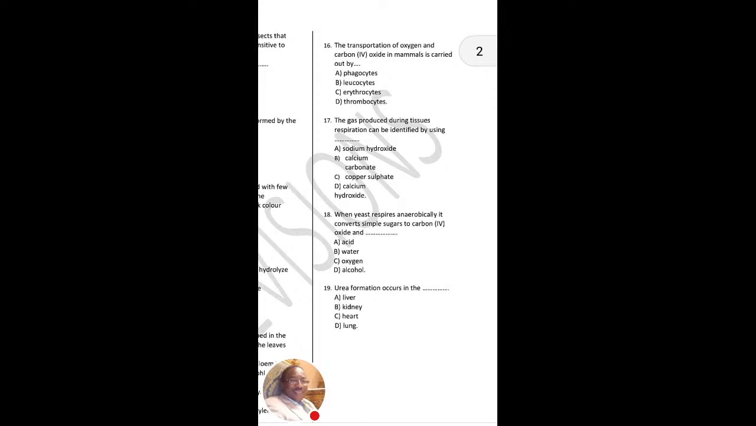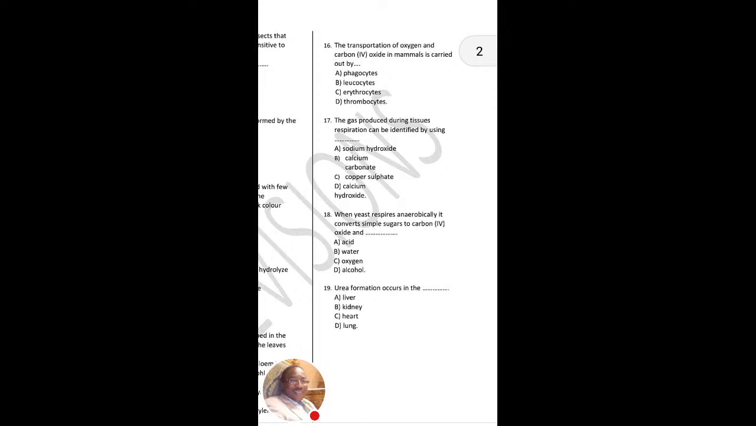Number 17. The gas produced during tissue respiration can be identified by using the options here. You have sodium hydroxide, calcium carbonate, copper sulfate. Definitely the answer is calcium hydroxide, which is called slaked lime, used to test for CO2 release during respiration.